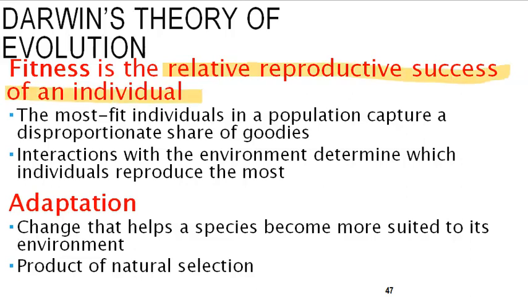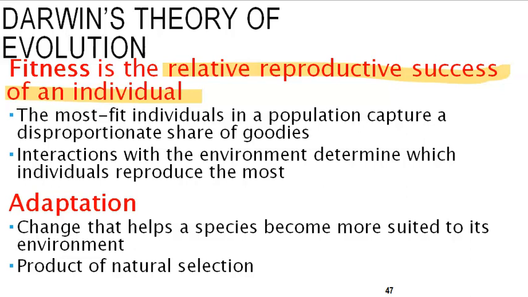The most fit individuals capture a disproportionate share of goodies. That's an interesting phrase, but nonetheless, the fit individuals outcompete. And this doesn't necessarily mean speed or strength. It could also mean camouflage. It could also mean making a certain enzyme so that we can eat a certain plant or drink a certain liquid and break it down when others get sick when they do it.